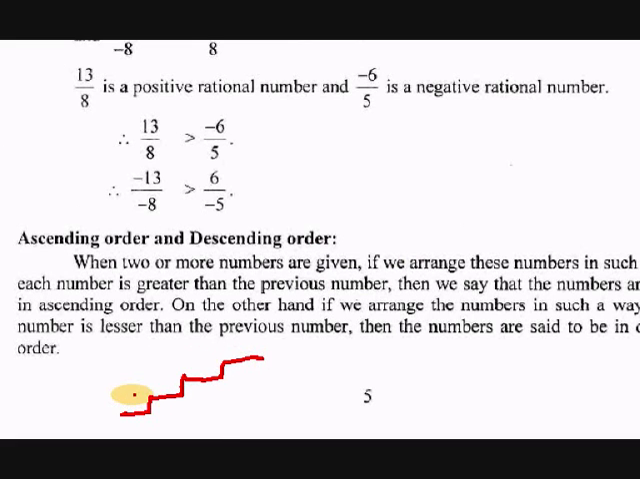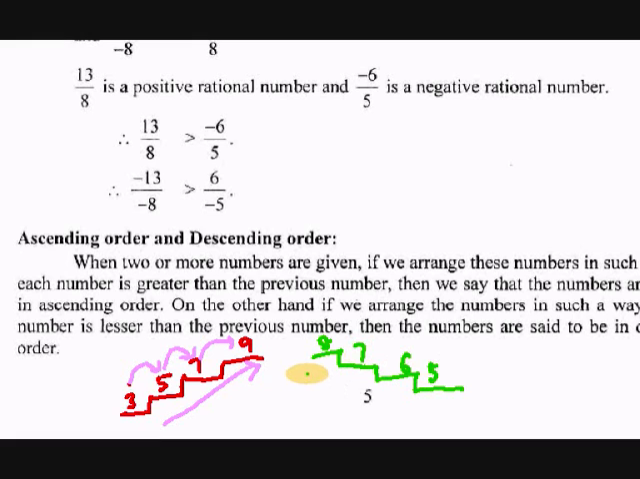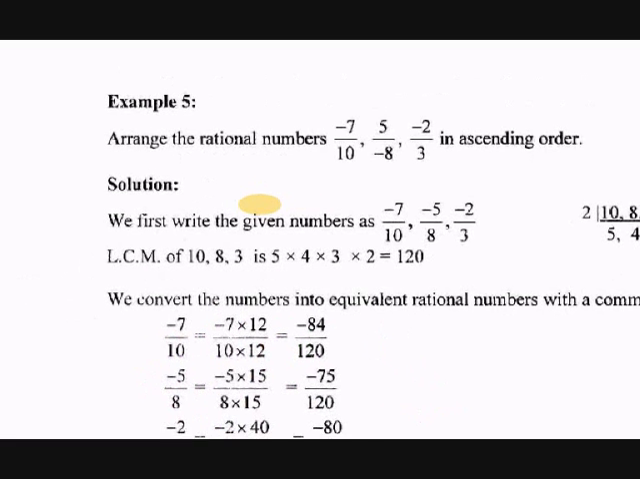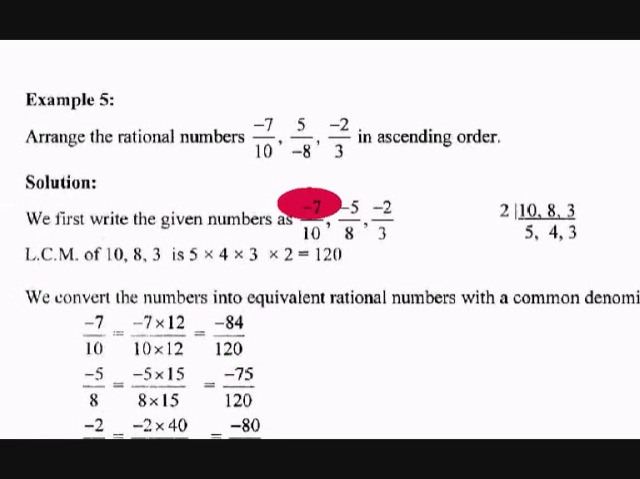Like this, it goes up: 3, 5, 7, 9, like that. Here very clearly the number below is greater than the number above. Likewise, this is greater than the number above. So we can say this is in ascending order. Otherwise, if you write it the other way, 8, 7, 6, 5, here it is in a descending way. Okay, we will take this example and analyze.